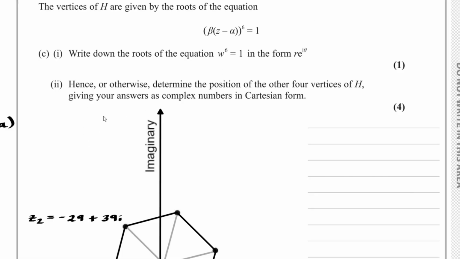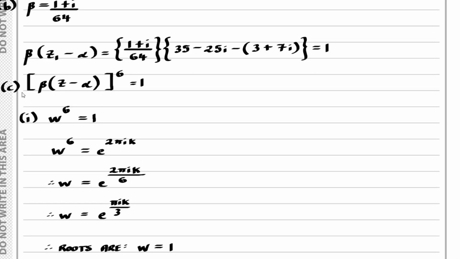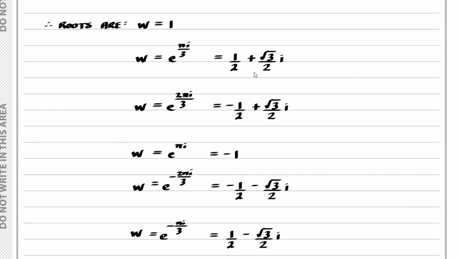For the next part of part C, hence or otherwise, determine the position of the other 4 vertices of H, giving your answers as complex numbers in Cartesian form. Now for part C, we are solving the equation beta multiplied by z minus alpha all to the 6 equals 1. And if I compare with the first part of part C, you can see w is equal to beta multiplied by z minus alpha. So if I take the 6th root, I would have beta multiplied by z minus alpha equals the roots we see here.